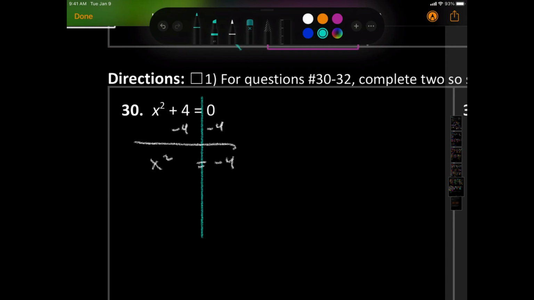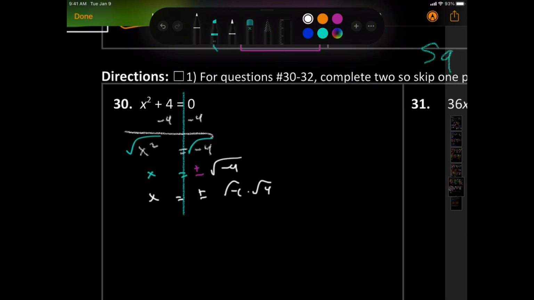And then I'm going to take the square root of both sides. This is going to be x equals, remember you have to have plus or minus when you do the square root of an equation. And then this will be negative 4. So that is negative 1 times 4. x equals plus or minus, square root of negative 1 is i, square root of 4 is 2. So this is the answer.